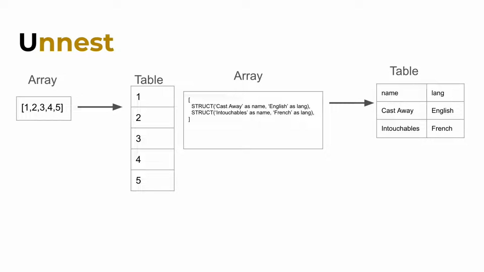When you do an Unnest on an array of struct, each field in the struct is converted into a column in the table. As shown in the example here, when we do the Unnest on the struct array, you get a table with 2 columns, name and language.